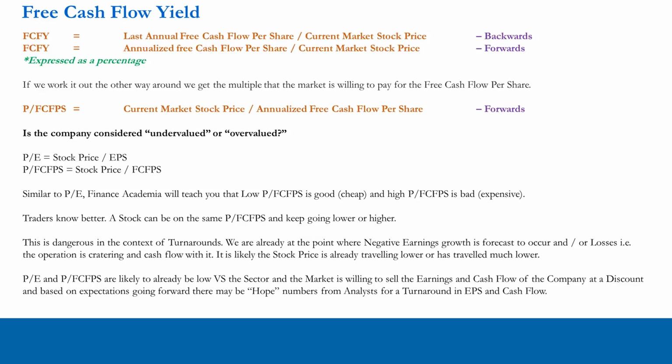But we can work this out the other way around, and we can get the multiple that the market is willing to pay for the free cash flows of the company on a per share basis. And we can get this as a forward-looking measure. So instead of doing annualized free cash flow per share over current market stock price, we flip this around. So we do current market stock price divided by annualized free cash flow per share.